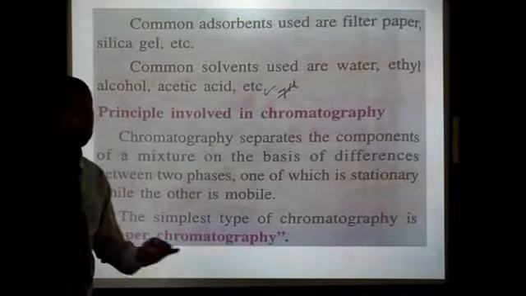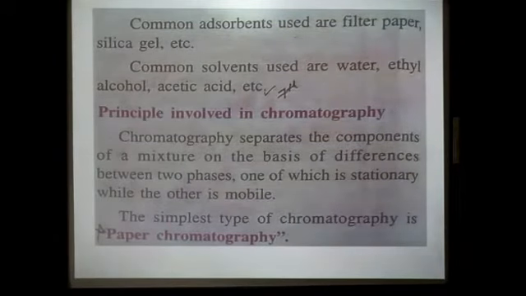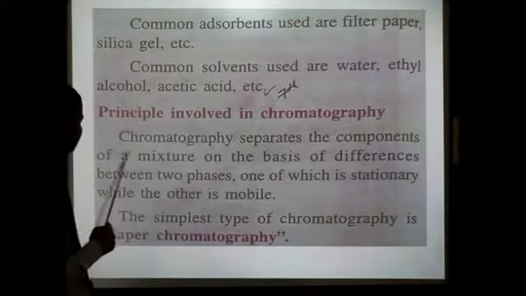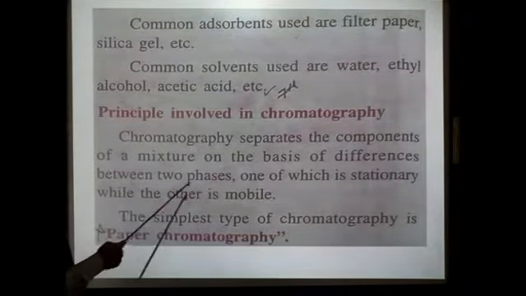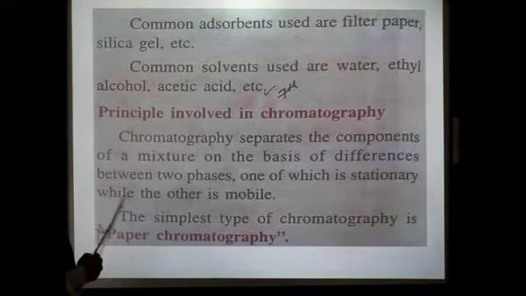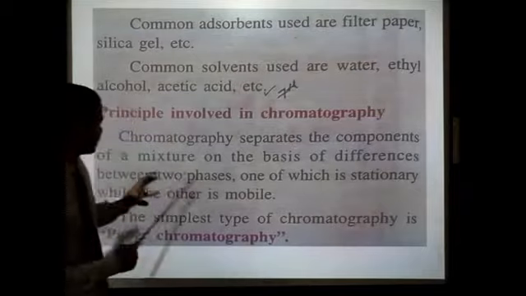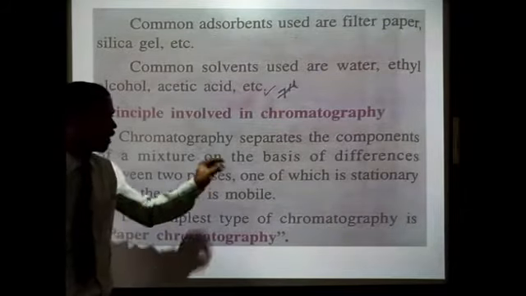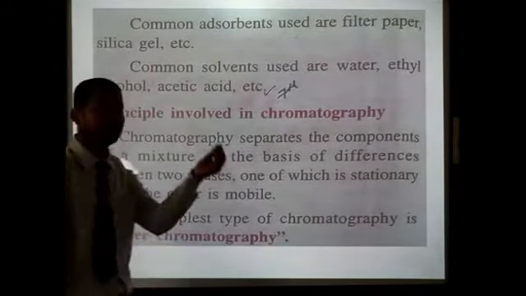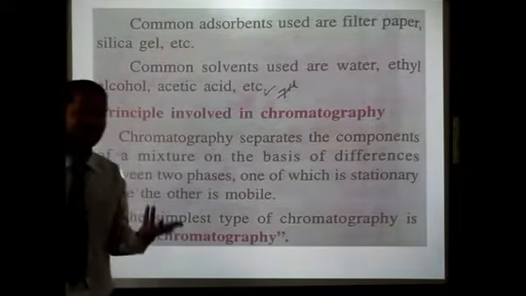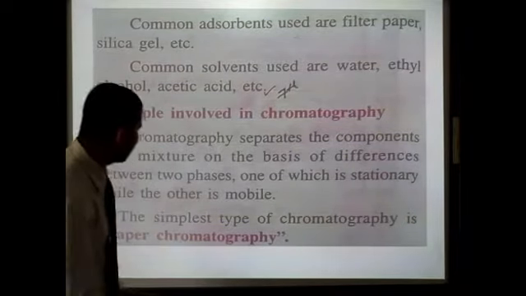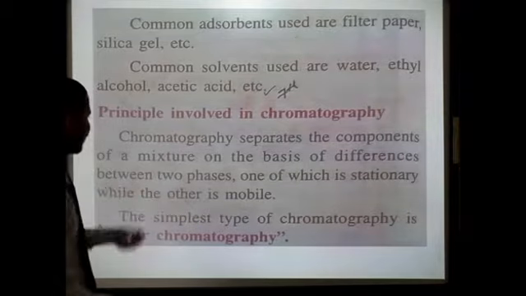Principle involved in chromatography. So, on which principle does chromatography work? Chromatography separates the components of a mixture on the basis of differences between two phases, one of which is stationary while the other is mobile. One of the phases is stationary, meaning one remains at rest, and one is the mobile phase, which moves over the stationary phase.